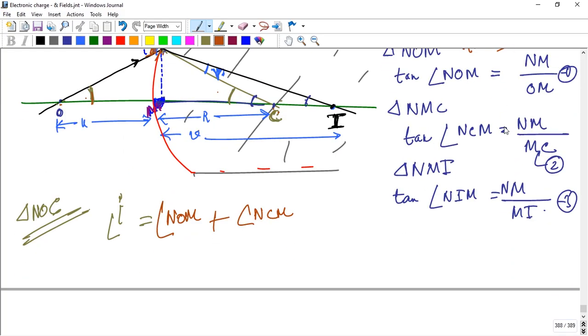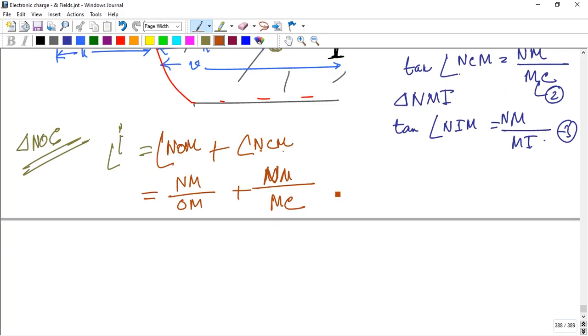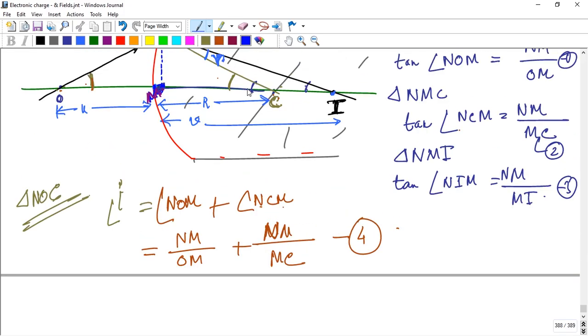Okay, so NOM is equal to NM by OM, and NCM is equal to NM by MC. That's equation number 4. And now we check what is the value of R.